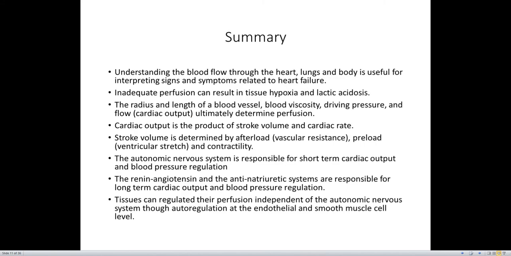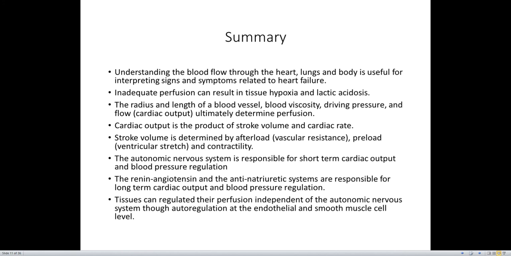So in summary, understanding the blood flow through the heart, lungs, and body is useful for interpreting signs and symptoms related to heart failure. Inadequate perfusion can result in tissue hypoxia and lactic acidosis. The radius and length of a blood vessel, blood viscosity, driving pressure, and flow, or what we might call cardiac output, ultimately determine tissue perfusion.